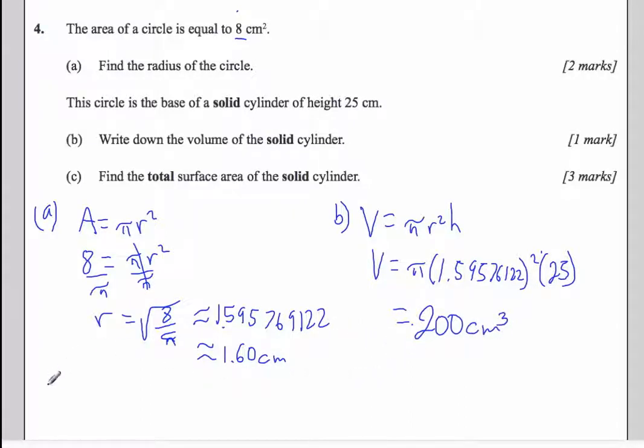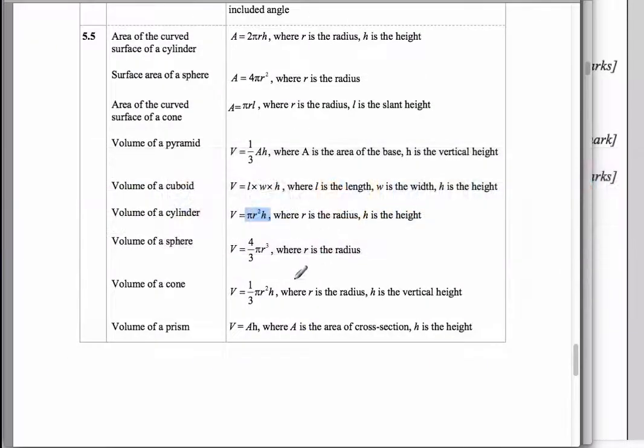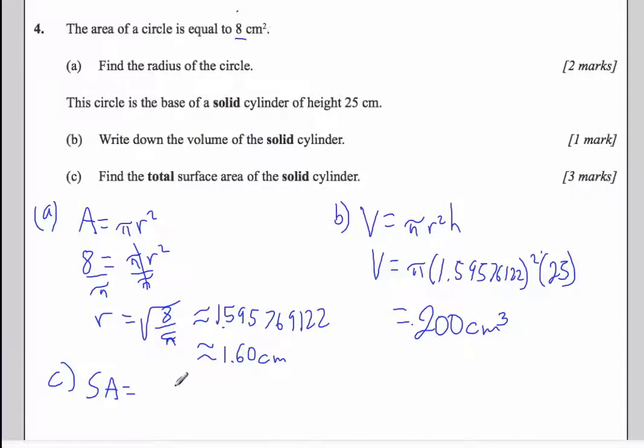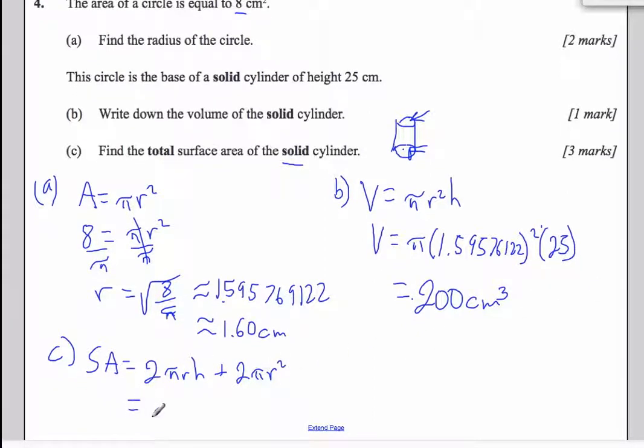Find the total surface area of the solid cylinder. Okay, so surface area, let's look at the formula booklet. The area of the curved surface of a cylinder is 2 pi r h. That's the area of the curved part of a cylinder, but we don't want just the curved part. We want the two ends of the cylinder as well, which are both circles. There's two circles on the cylinder, so we have to add 2 pi r squared. So that's the total surface area of the cylinder.